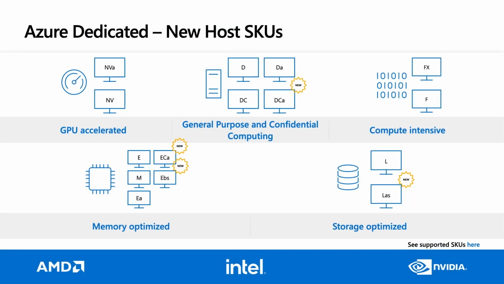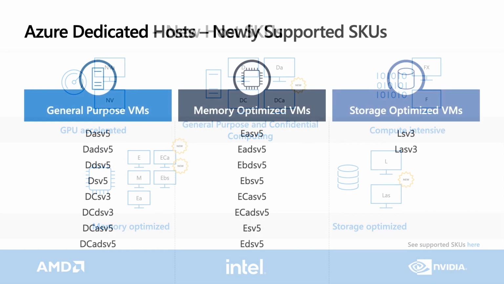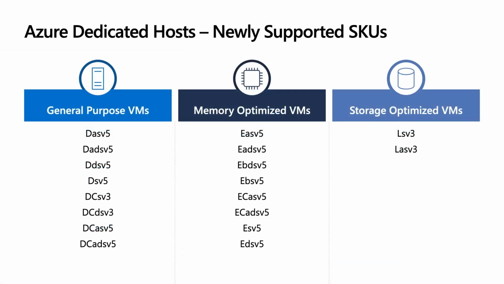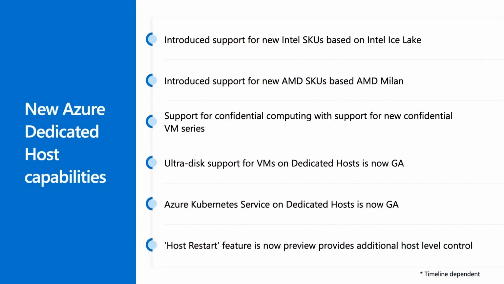Now let's switch topics and talk about Azure Dedicated Hosts and what we have been doing there. I'm very happy to announce that we are adding new dedicated hosts for DCA, ECA, EBS, and LAS SKUs. We're also adding a lot of VM SKUs to Azure Dedicated Host. Here is the list of all the SKUs that Azure Dedicated Host supports going forward. We've been adding a lot of features to Azure Dedicated Host. Some notable ones are support for Ultra Disks.